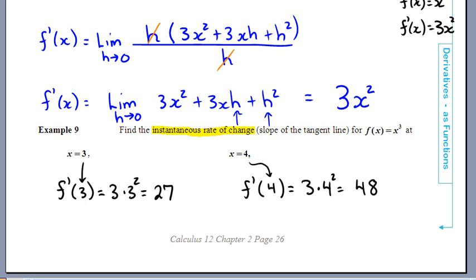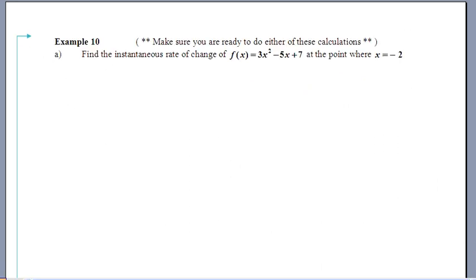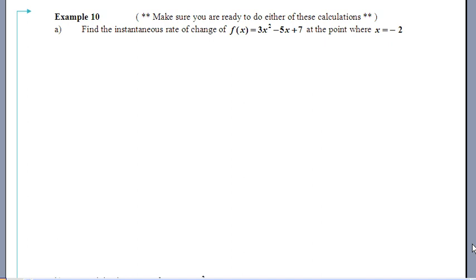Okay, for the next 3 pages, we're going to compare and contrast these two methods. We're going to do both methods for each one of these questions. That's why the little note there says make sure you're ready to do either one of these if you're asked to on a unit test. So find the instantaneous rate of change. In other words, find the slope of the tangent line, right? That's what this is saying. The right now rate of change means slope. So the right now slope of that parabola at the point where x is equal to minus 2.